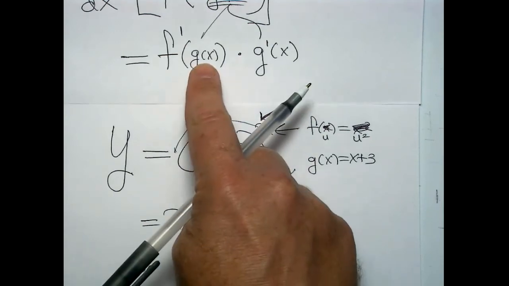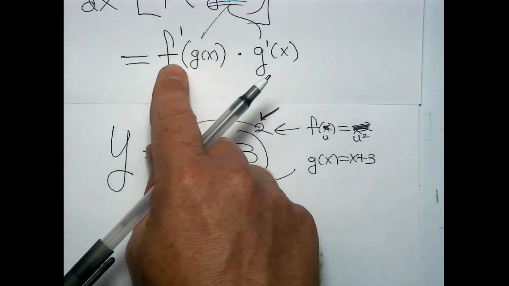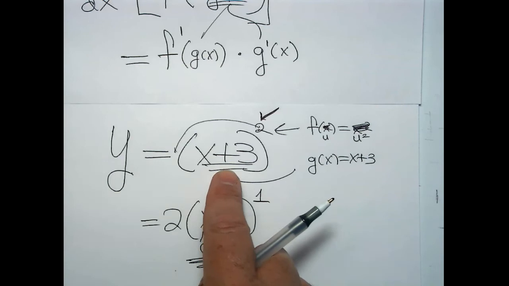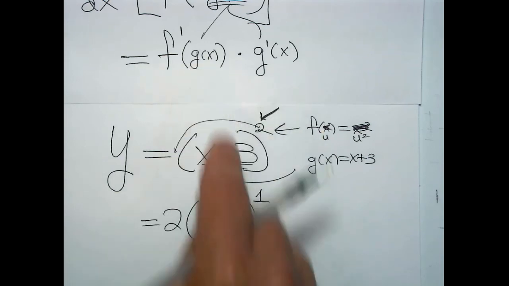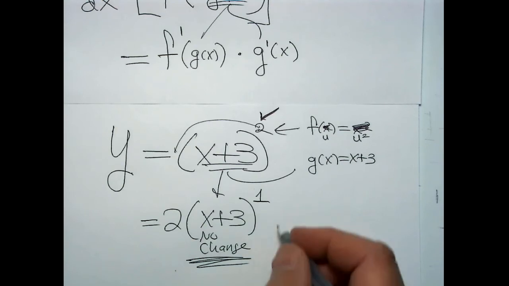It does say g of x right here. And g of x is x plus 3. So you do take the derivative. The derivative of something squared is 2 times that something, but the something doesn't change. It's still g of x itself. So that would be x plus 3. No change to the argument.